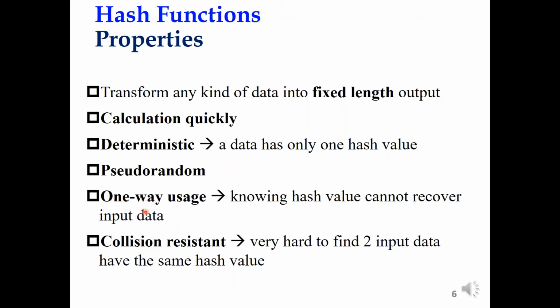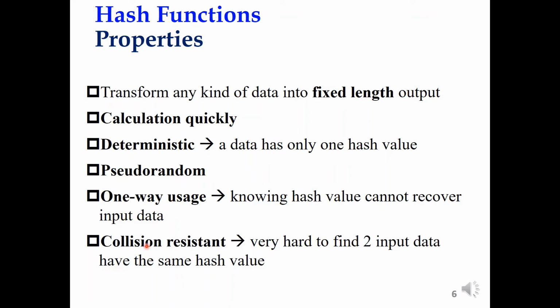The next is one-way usage. It means that the hash function can calculate the hash of the input data, but from the hash output, we cannot estimate any information of the original input data. Cannot, because it's one-way usage only.